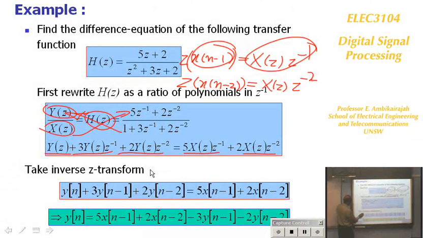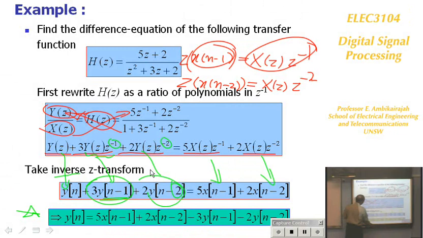So you go back and look at it and say, right, what do I have? I have Y(z); my inverse is y(n). I have 3 Y(z) z to the minus 1; my inverse is 3 y(n-1). Delay is only 1. My inverse here is n minus 2. Delay is 2. My inverse here is n minus 1. My inverse here is n minus 2. So that's how you do this. It's called inverse transform. And then you move this one and this one to the other side, and you get your difference equation. This is your difference equation from this transfer function.